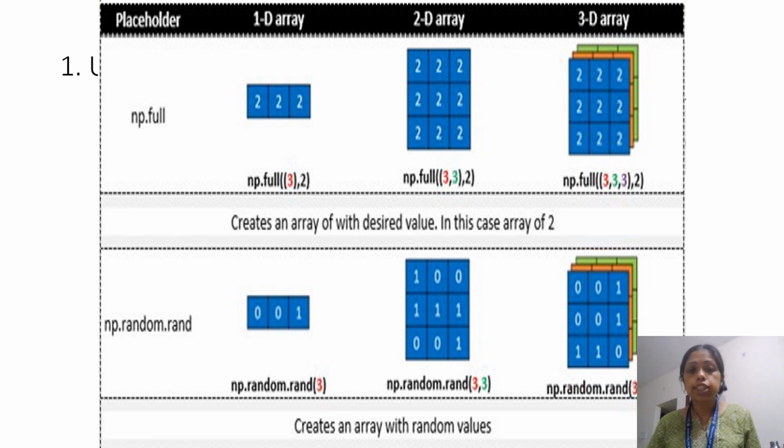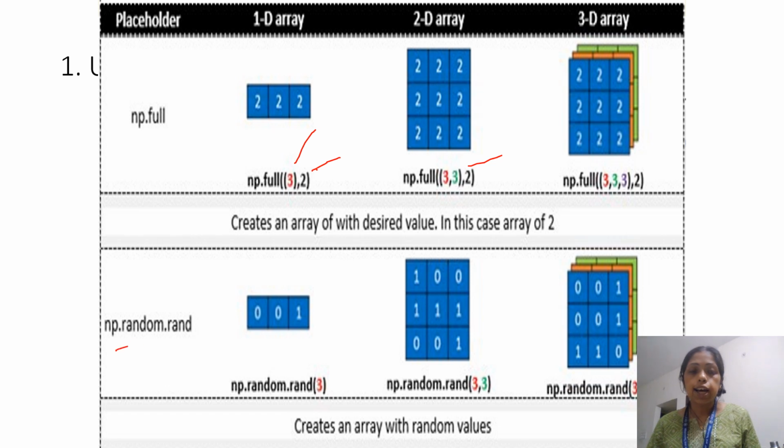So np.full, this I have already told. (3, 2) means 3 rows and 3 columns will be there, and the array will be filled with the value 2. Here a 3 by 3 matrix will be there and the array will be filled with 2. With (3, 3, 3) a three-dimensional matrix will be there, and the array will be filled with 2.